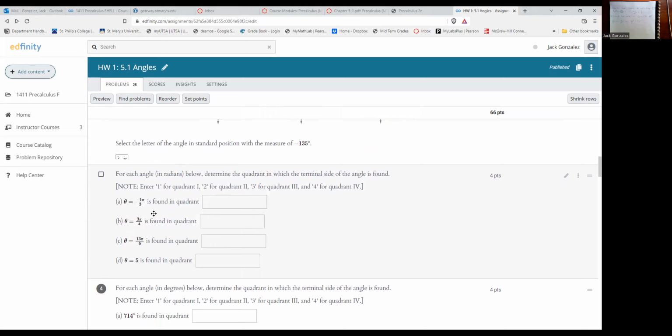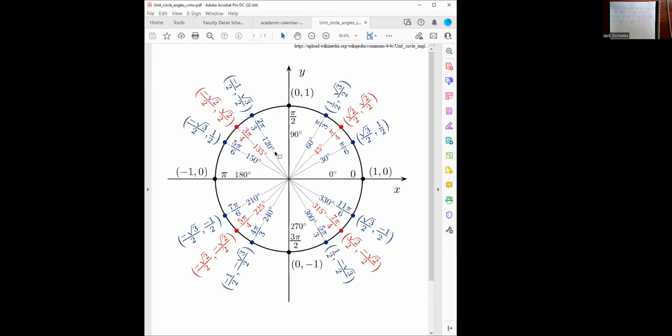For these, let's use the unit circle that I posted in Canvas. I also sent it in Remind. Let me go grab that real quick. So, negative pi over 3. You can use this on your exams as a separate sheet. Pi over 3 is right there, the same thing as 1 pi third. So negative pi over 3 would be the same as negative 60, so it'd be going over here.